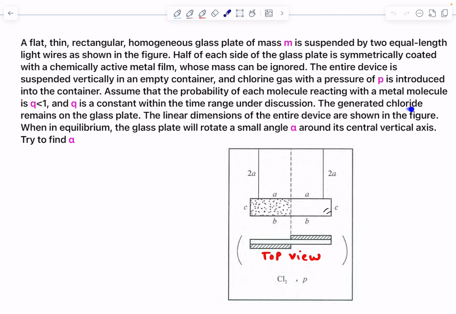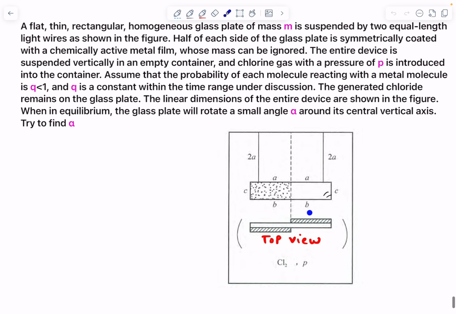Now the generated chloride remains on the glass plate. Basically they're saying that after the chlorine reacts with this metal plate, the product that is formed is some kind of chloride, and it remains on the glass plate. After reaction it does not rebound. So that's what they're saying. The linear dimensions of the entire device are shown in the figure, so basically everything required is depicted in the diagram.